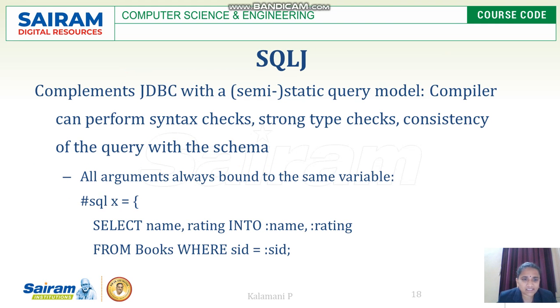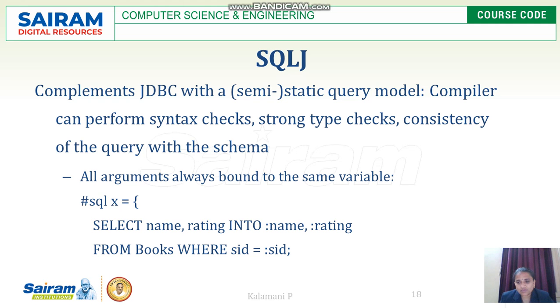SQLJ complements JDBC with a semi-static query model. SQLJ is in general called embedded SQL with Java. It is a semi-static query model, not a completely dynamic one. The compiler can perform syntax checks, strong type checks, and checks of the consistency of the query with the schema.